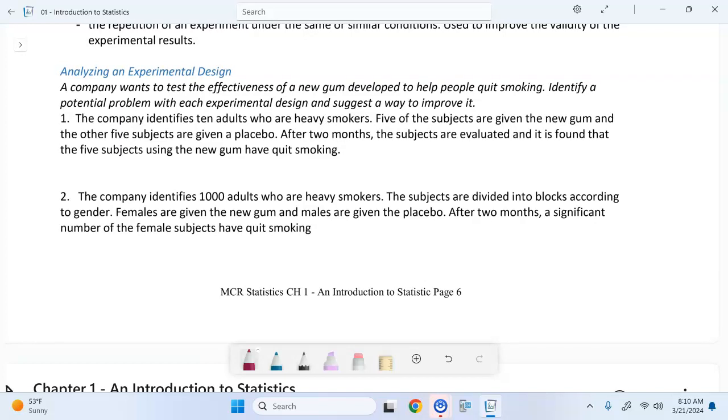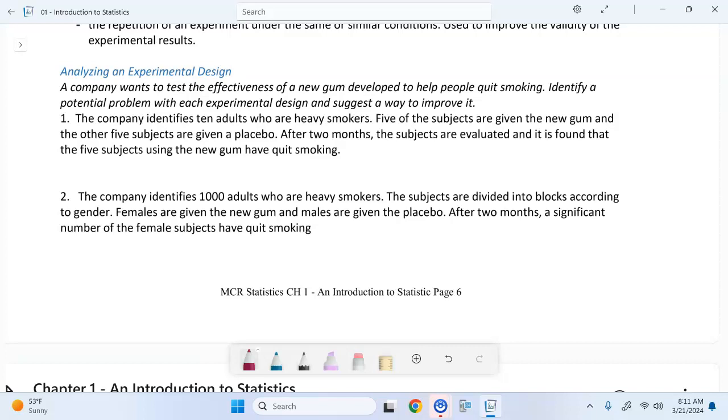So, a company wants to test the effectiveness of a new gum developed to help people quit smoking. Identify a potential problem with each experimental design and suggest a way to improve it. Okay, so again, we're looking at control, we're looking at randomness, and we're looking at repeatability. The company identifies 10 adults who are heavy smokers. 5 of the subjects are given a new gum, and the other 5 subjects are given a placebo. After 2 months, the subjects are evaluated, and it's found that the 5 subjects using the new gum have quit smoking. What is a potential problem with that study?